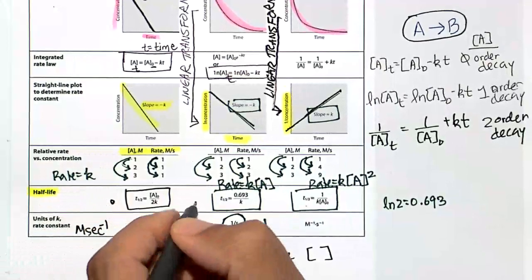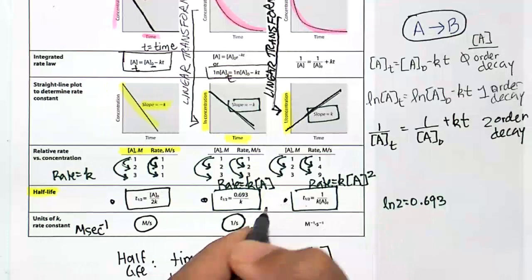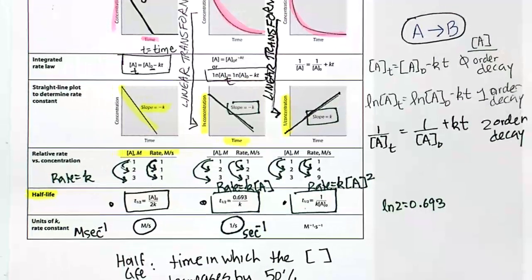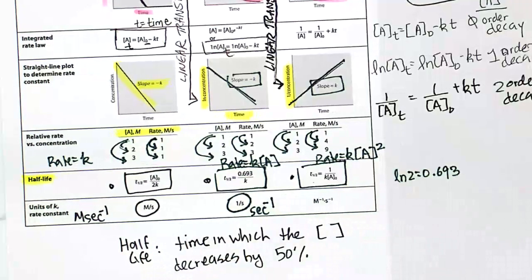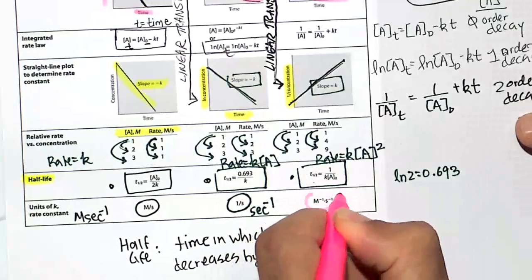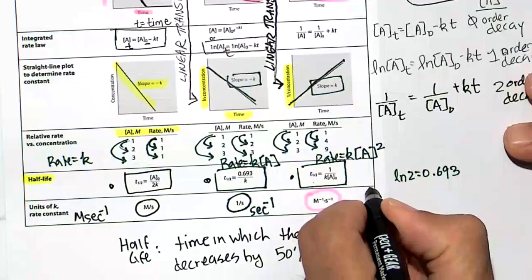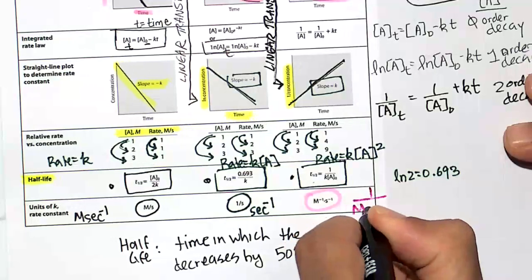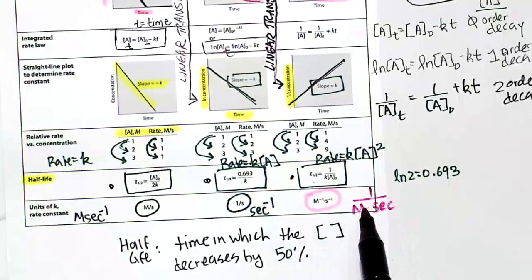And these are the half-lives, the time in which 50% is gone. Use those equations. The units for the rate constant k are M to the minus 1 seconds to the minus 1. You can also write it as 1 over M, 1 over seconds. That's the same thing. This and this are the same.